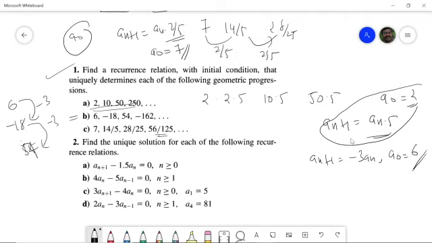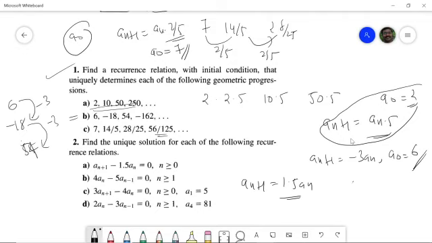Find the unique solution for each of the following recurrence relations. Okay, the first one is an plus 1 minus 1.5 into an is equal to 0. So if you write it in our form, it is basically an plus 1 is equal to 1.5 an. So the general solution would be, each and every term is being multiplied by 1.5.